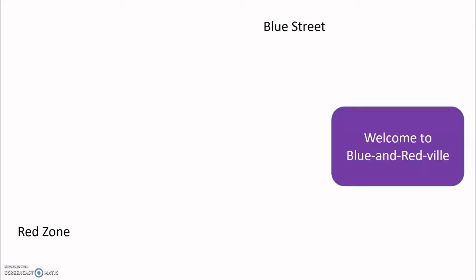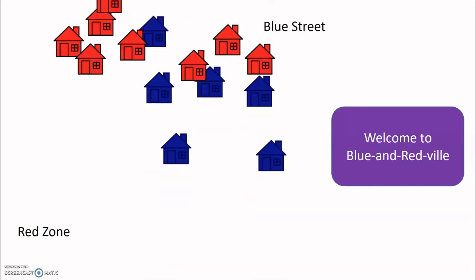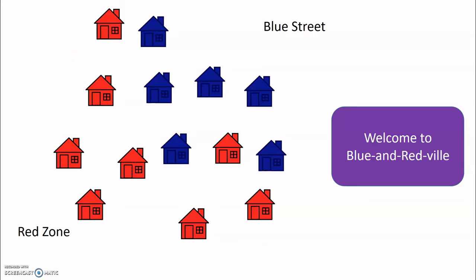Before we think about handwriting, let's take a trip to Blue and Redville to learn how K-nearest Neighbors works. In Blue and Redville, there are two kinds of houses, blue and red. People with blue houses like to live next to other people with blue houses. People with red houses like to live next to other red houses.